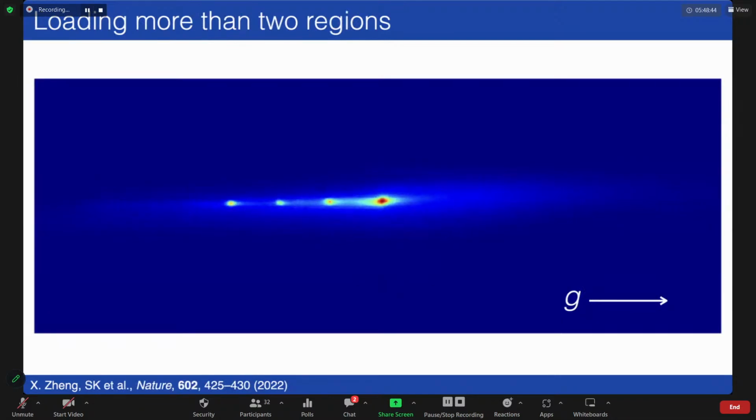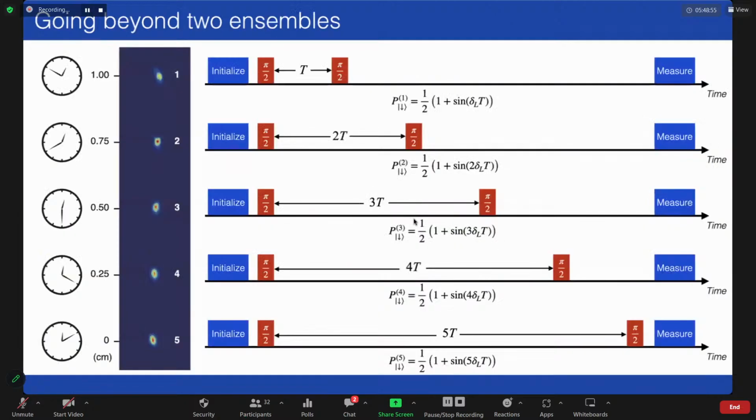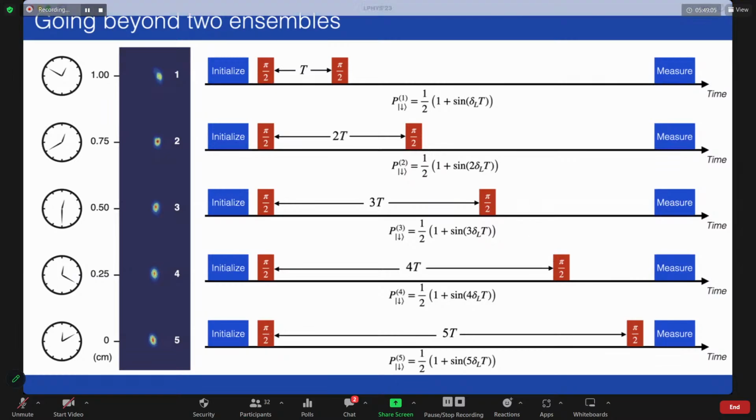regions. Here's a video where we load 6 regions of our lattice. And so we'd like to say, well, can we push this beyond just going from pi over 2 to pi? Can we go beyond that? And the answer is yes, but it's more challenging because now it's not sufficient to do the same interrogation for both clouds and just to have them 90 degrees out of phase. We actually need to be able to apply different sequences to each of the different clouds.